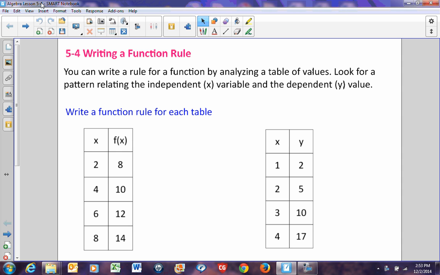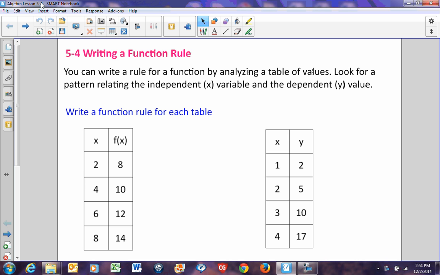This is lesson 5-4, writing function rules. You can write a rule for a function by analyzing a table of values. Look for a pattern relating the independent or x variable with the dependent or y variable. Okay, let's write a function for each rule of the table here.